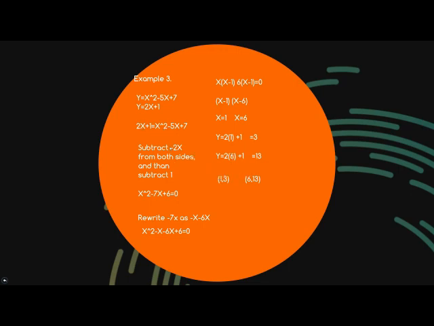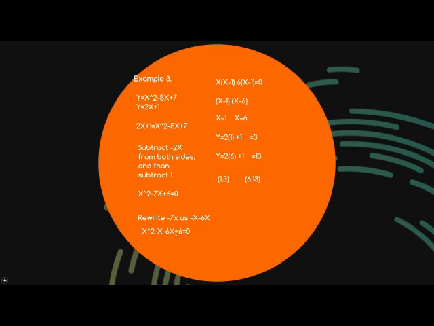So what you do is subtract 2x from both sides and then subtract 1. What you're left with is x squared minus 7x plus 6 equals 0. Then you rewrite the equation, splitting negative 7x as negative x minus 6x: x squared minus x minus 6x plus 6 equals 0.